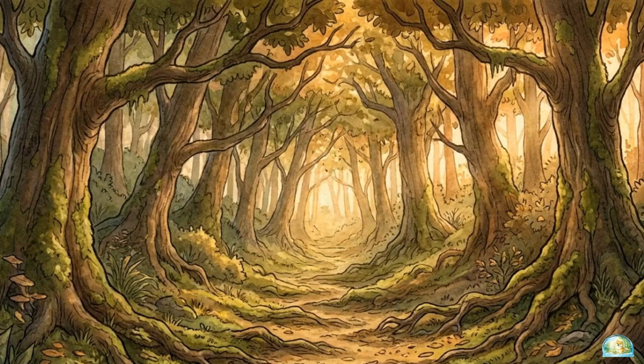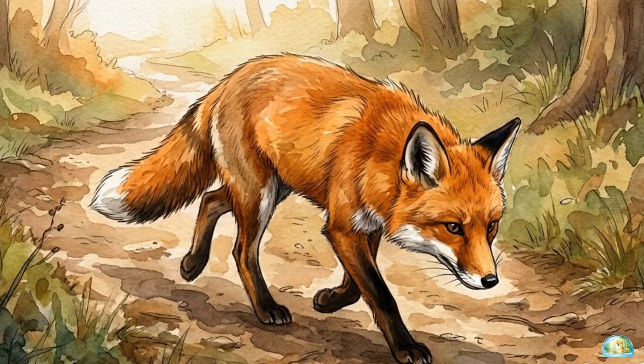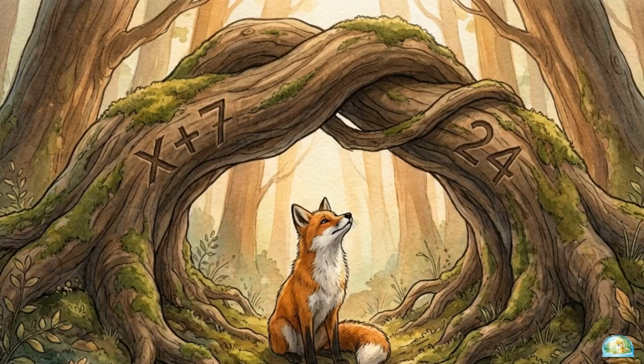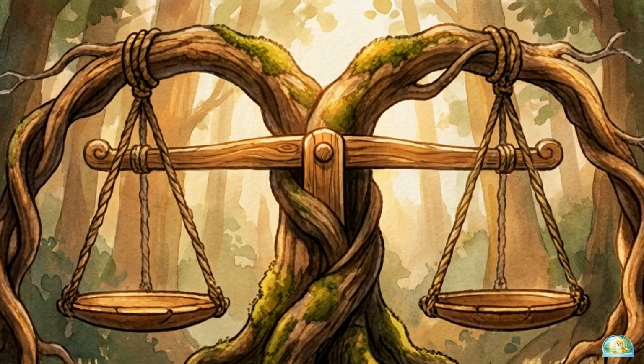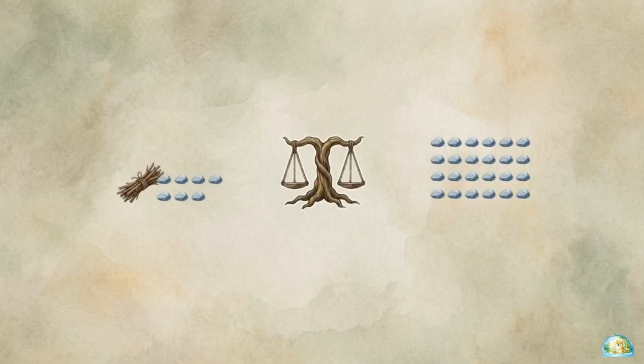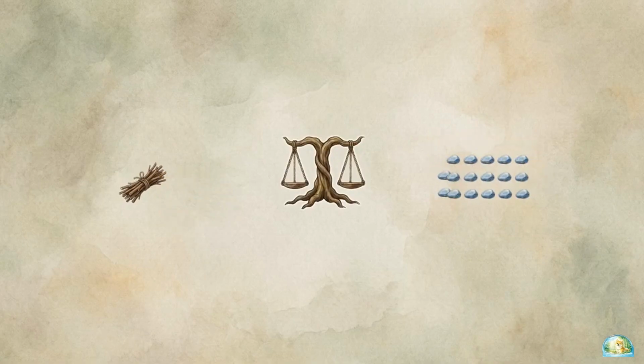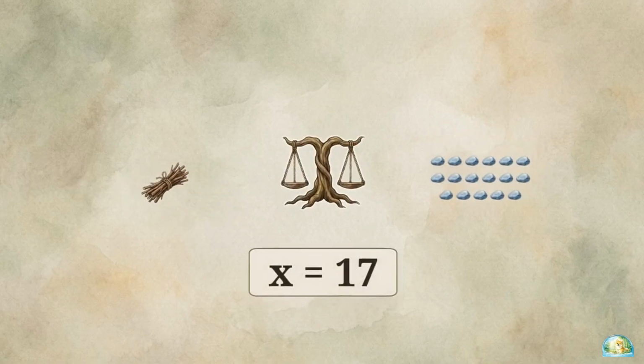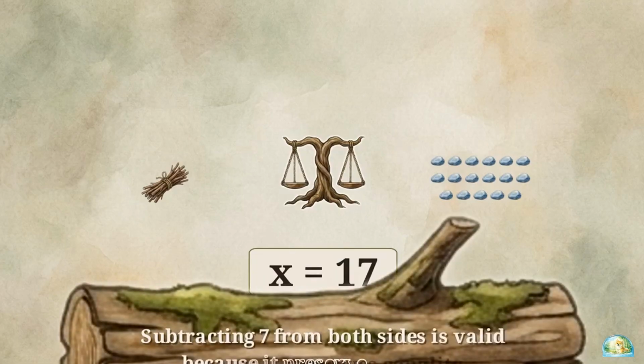Watch the scene first. The math is built into the world, so the quantities can be seen before they are named. Here, at the twin root arch, we face an equation. X plus 7 equals 24. The equation says the two sides are equal. Subtracting the same number from equal quantities keeps them equal. So x plus 7 equals 24 and x equals 17 have the same solution. Subtracting 7 from both sides is valid because it preserves equality.